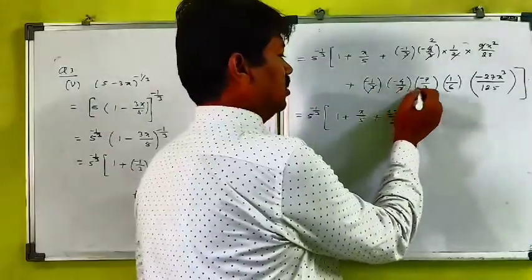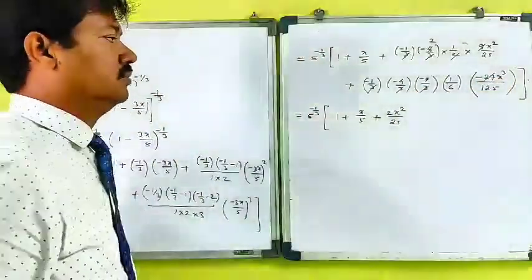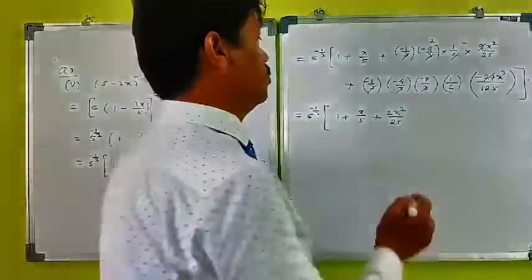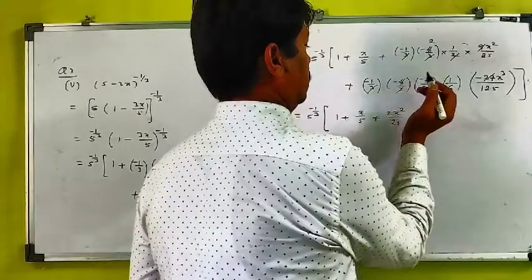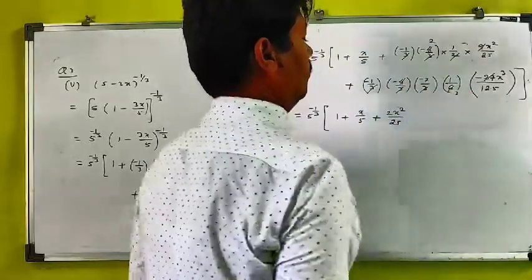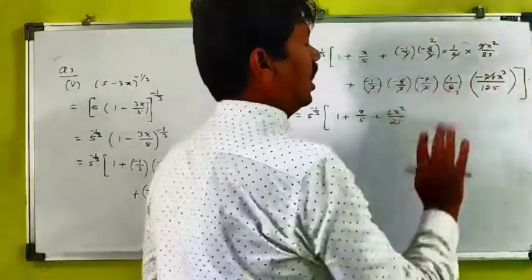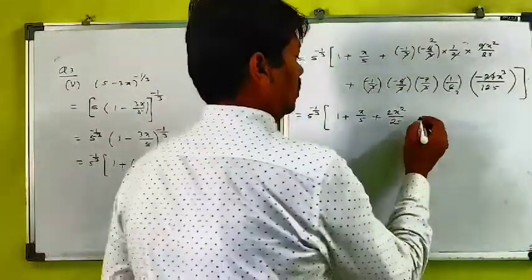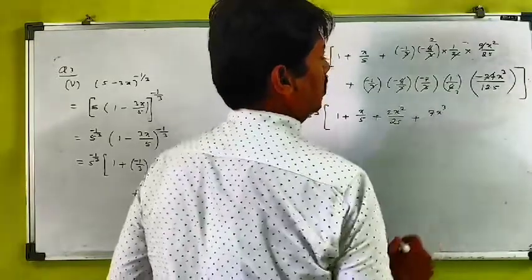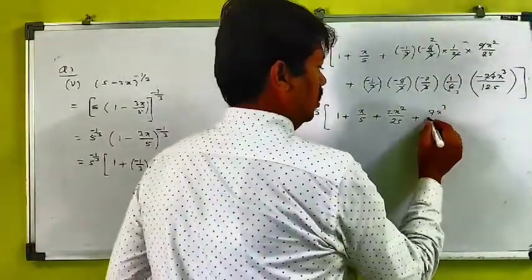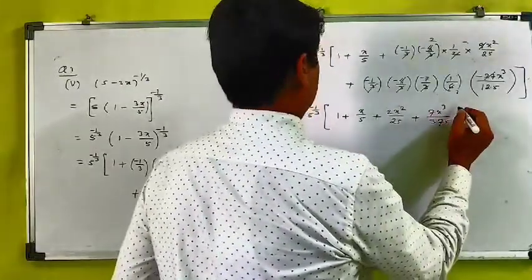Now similarly, this 3 is cancelled with 27, and this 2 cancels with this 3. So it is 8, 2, 3, 4, negative sign, that becomes plus. So what remains is 7 into x cube upon 375, like this.